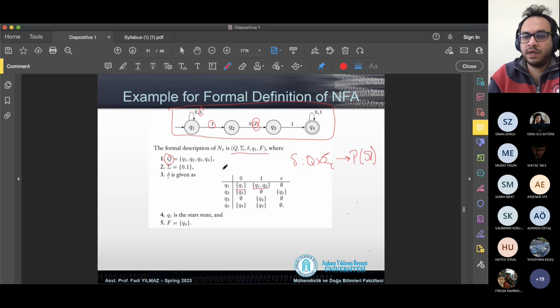So at Q1, if we read a 0, we stay on Q1. At Q1, if we read a 1, we go either to Q1 or Q2, right? So you can see how we process it. This is the transition function. For the ones that are not possible, we use this empty set symbol. And Q1 is the start state. We use the same arrow, the same notation for Q1 to show the start state. And F, our set of accept states, contains only Q4, so we put it there. So this is the formal definition of non-deterministic finite automata.